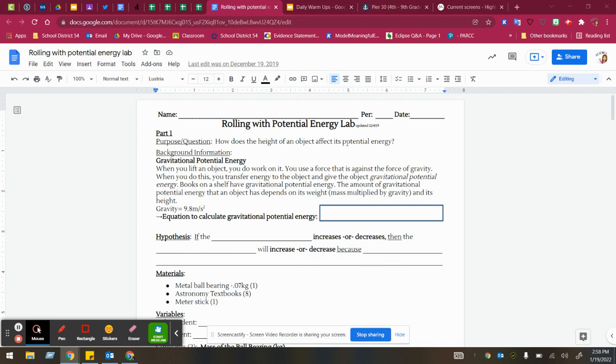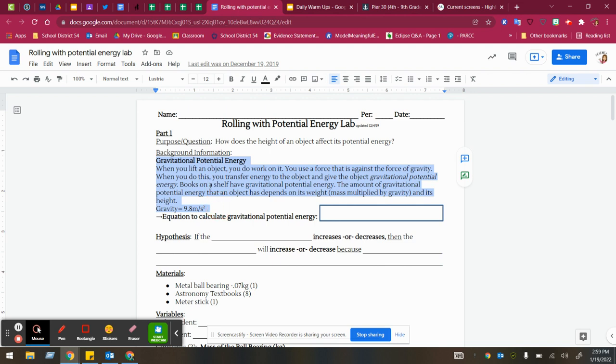affect its potential energy? If you're still not able to identify your independent and dependent variable in a purpose question, start by finding the word effect. We've talked about that the independent variable will come before the word effect, and the dependent variable will come after the word effect. So start by finding the word effect, look before it for your independent, and after it for your dependent variable.